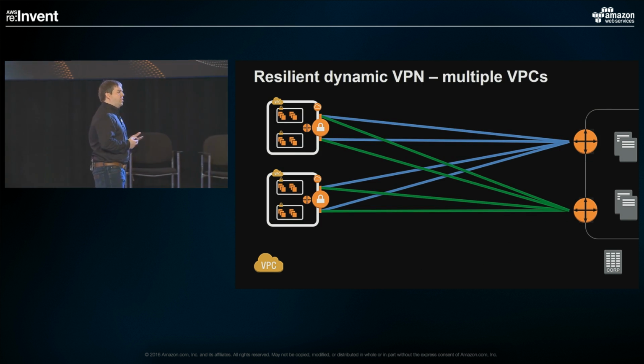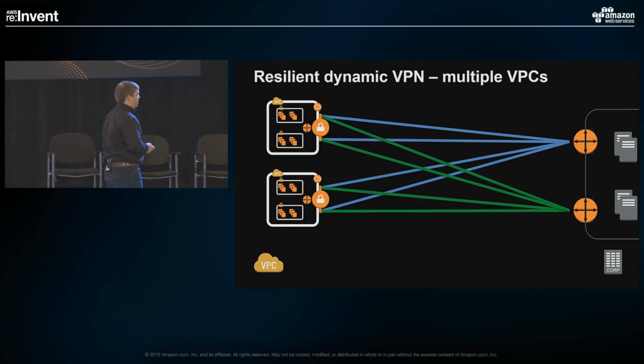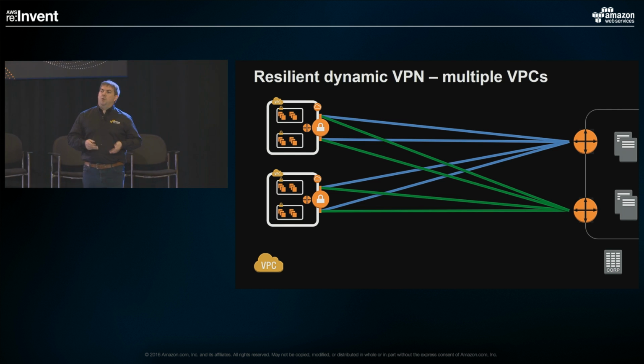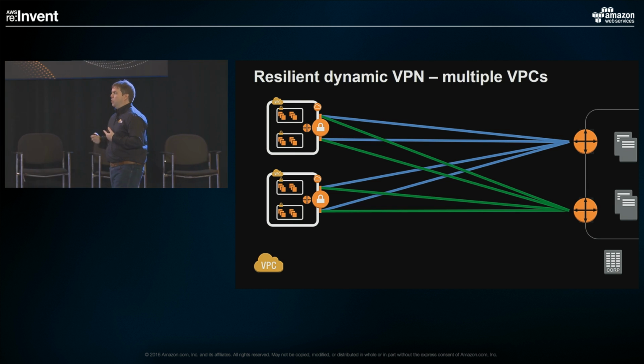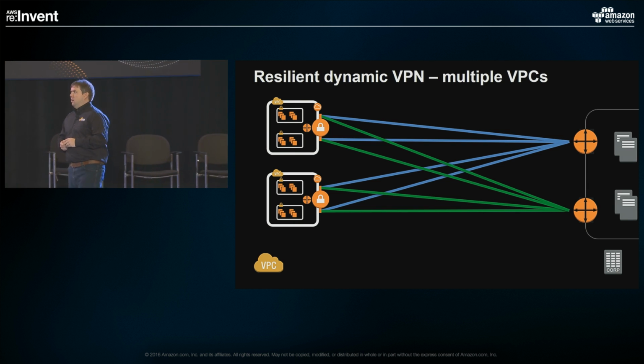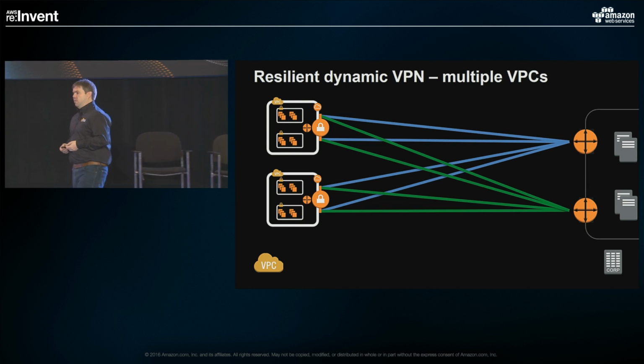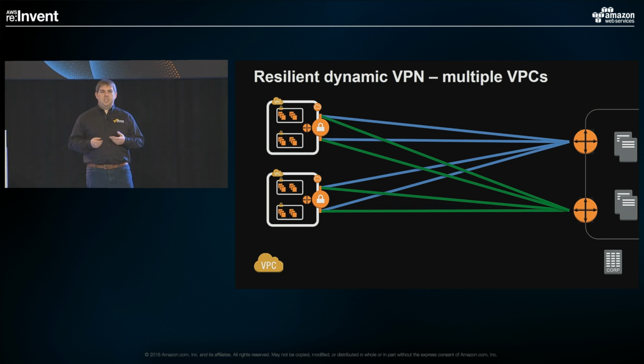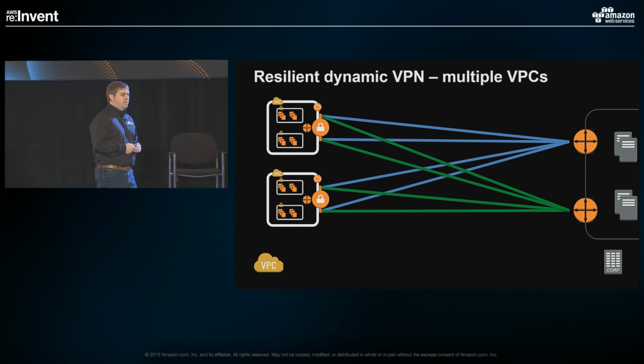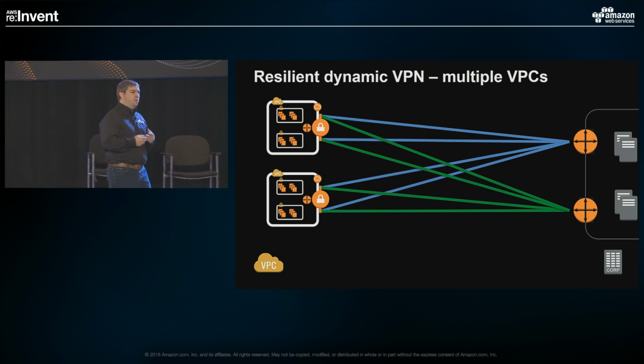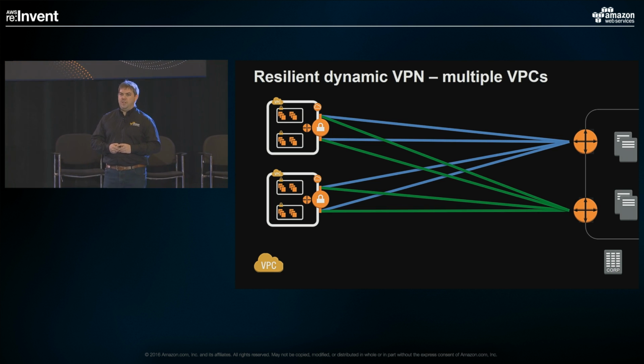Now, if you wanted to achieve a resilient setup with either the static or the dynamic VPNs, you could obviously deploy 2 customer gateways within your environment, within your data center on the right. You can then build 2 VPN tunnels from each of those customer gateways to each VPC that you want to connect to. So in this case, I'm showing 2 VPCs, and you can then expand this as you needed to build the VPN connections out to all of your VPCs.